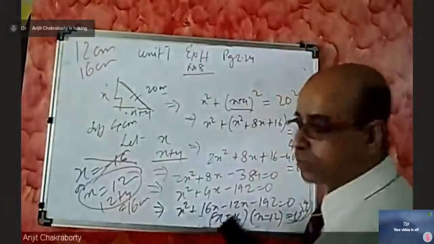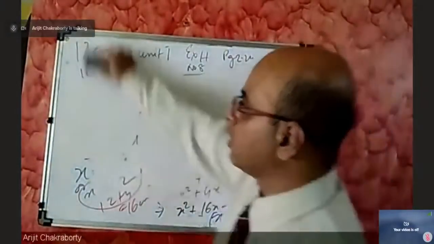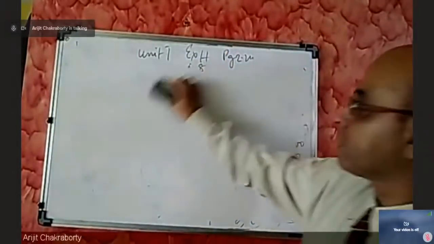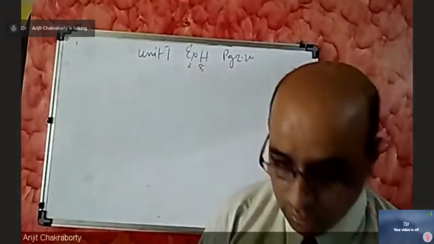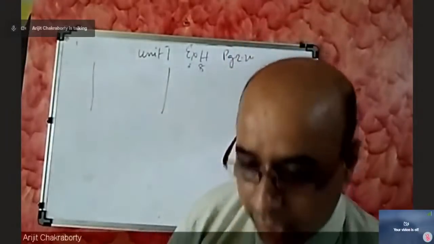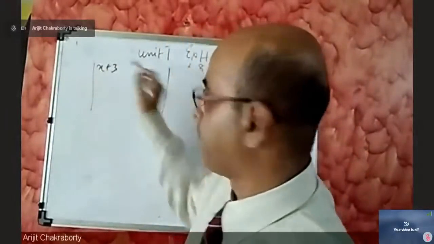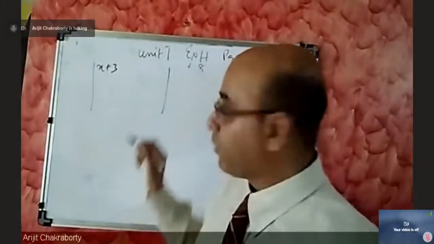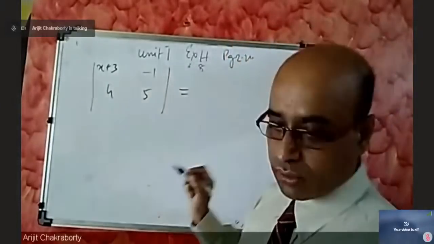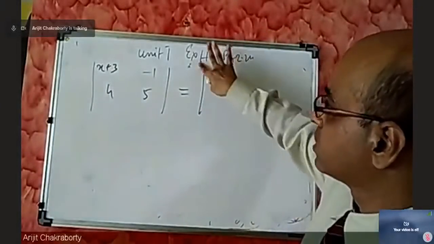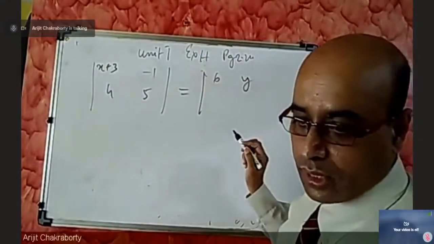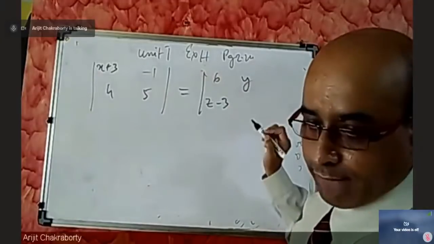Okay, now we go quickly to matrices. I am doing miscellaneous problems and helping you with as much input and support as possible. Okay, so we will do a matrix. The matrix is like this. x plus 3, x plus 3, then we have minus 1, here we have 4 and here we have 5. This is equal to 6, y, z minus 3 and 5.